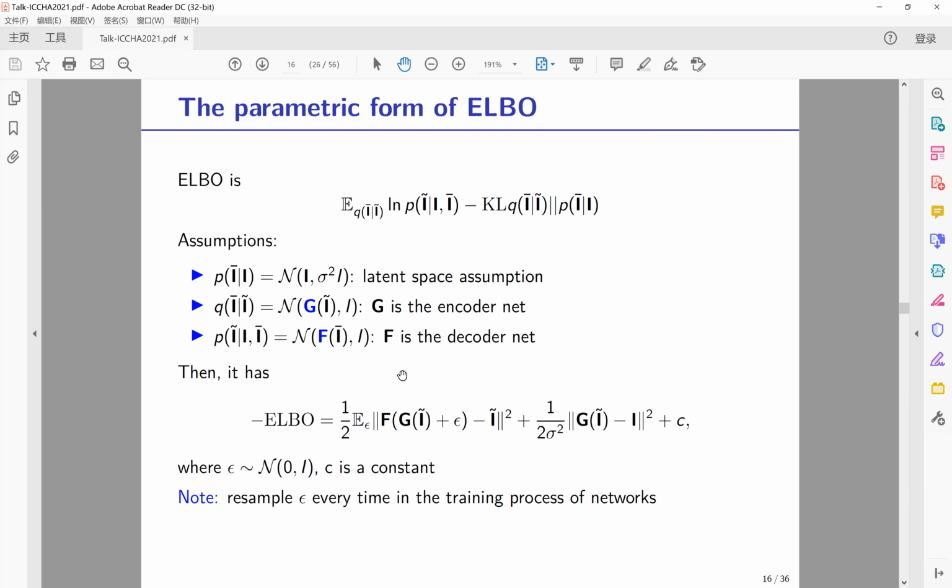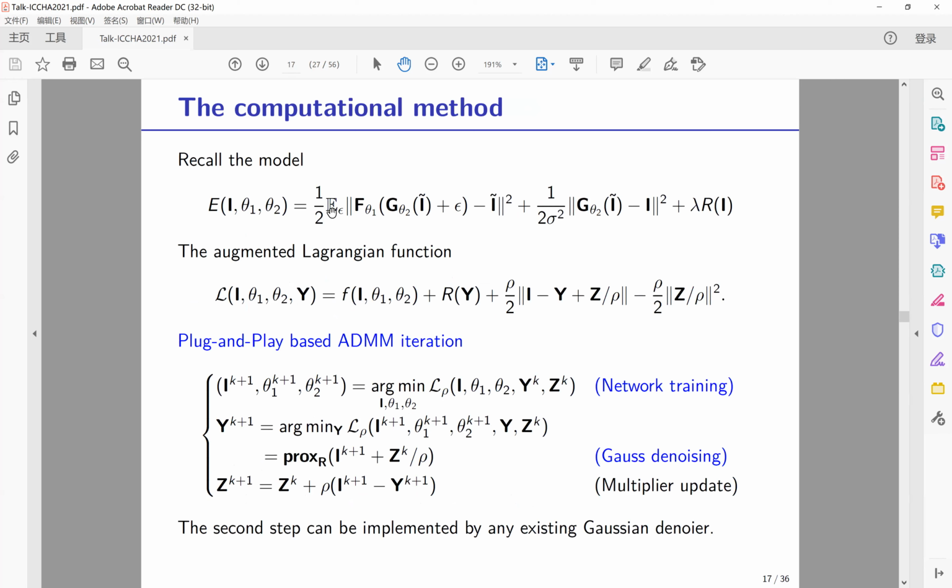In these assumptions, we know that the able has some closed form which can be input into our models or into our objectives. So finally, our model has this form. Here, the first two terms are the able of our term. And the last term is a regularization term. We can apply an arbitrary regularization term in this framework. One way to solve this model is to apply the ADMM solver.